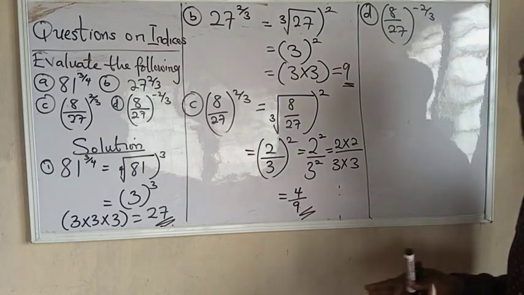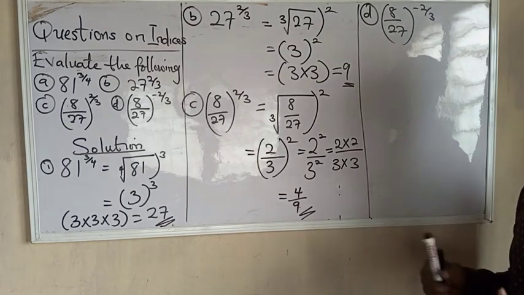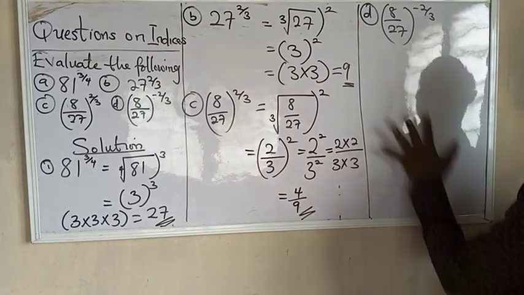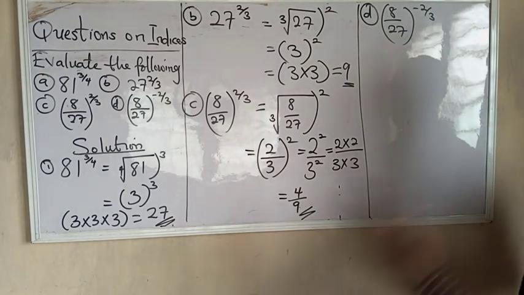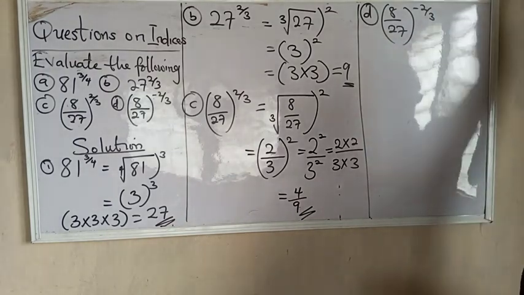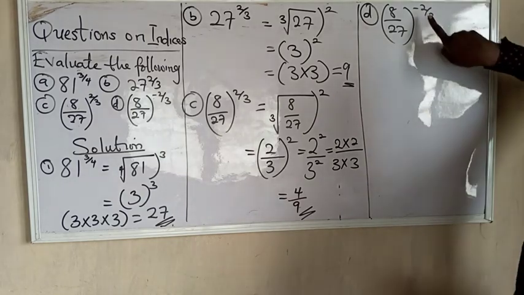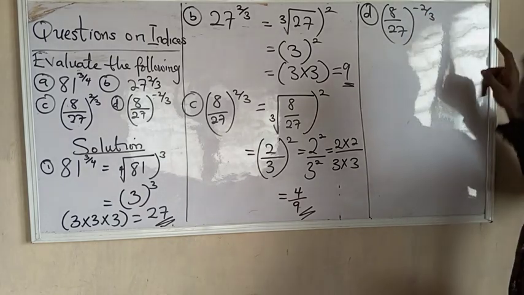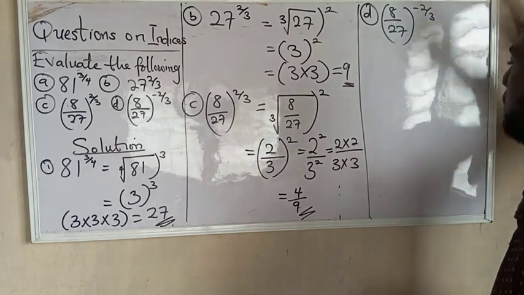I'll show us two ways at which we can solve this. We are going to use the normal tradition, the long way, and we are going to use the short way. So for now, the long way is this. Now, as we can see, the power is negative. It is having a negative power up here.